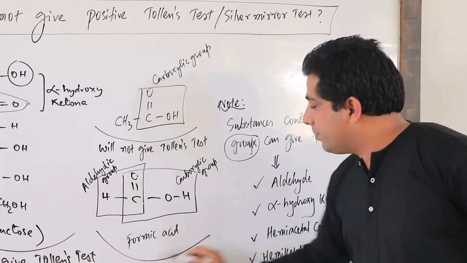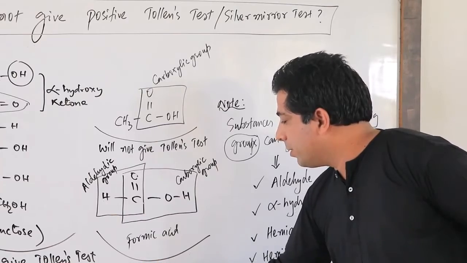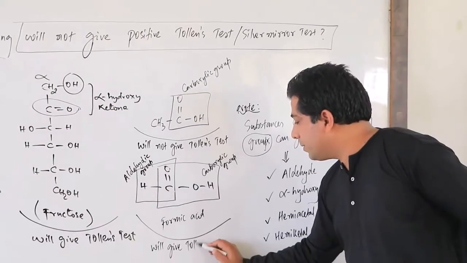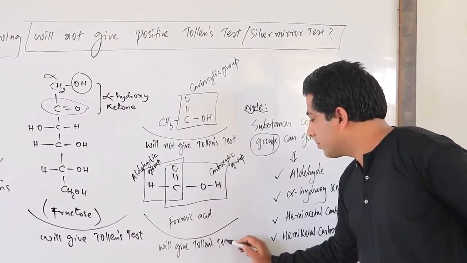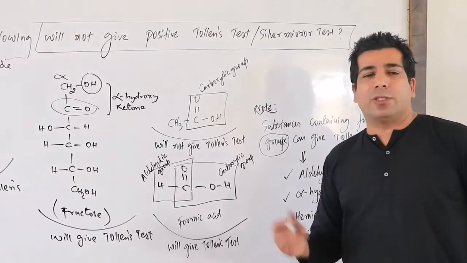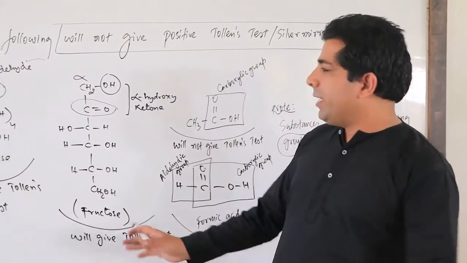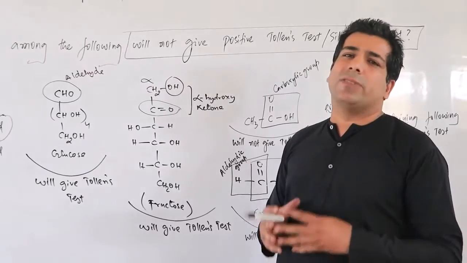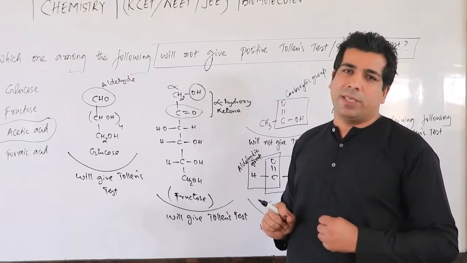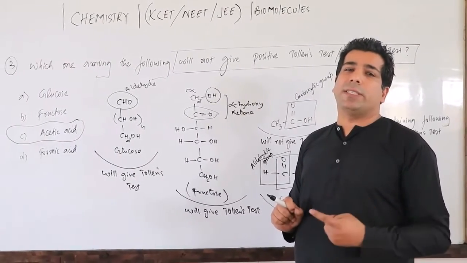So I will write down, will give Tollens test. Or we can say will answer Tollens test. You can also write down will answer Tollens test. Means it will reduce the Tollens reagent.